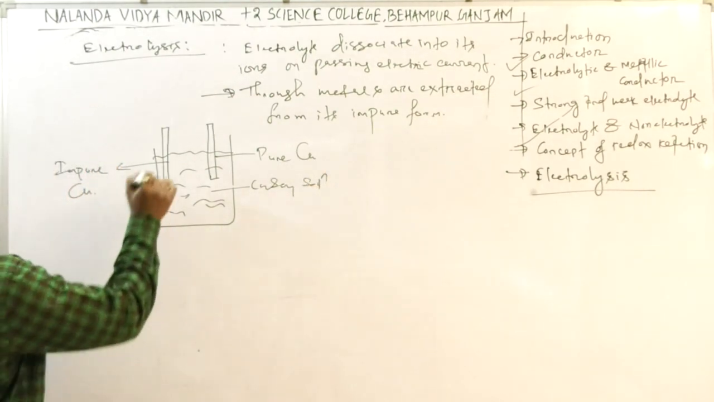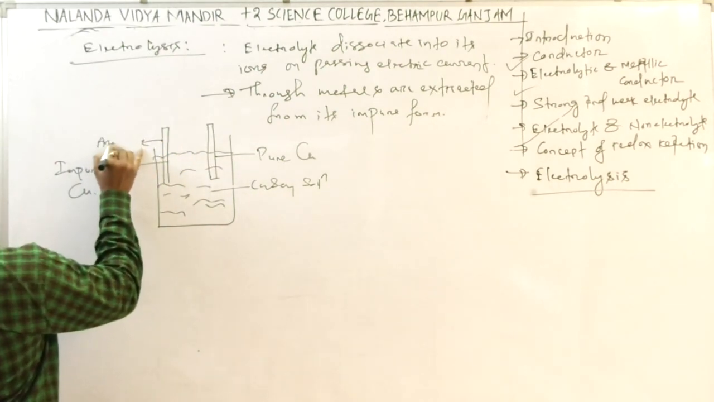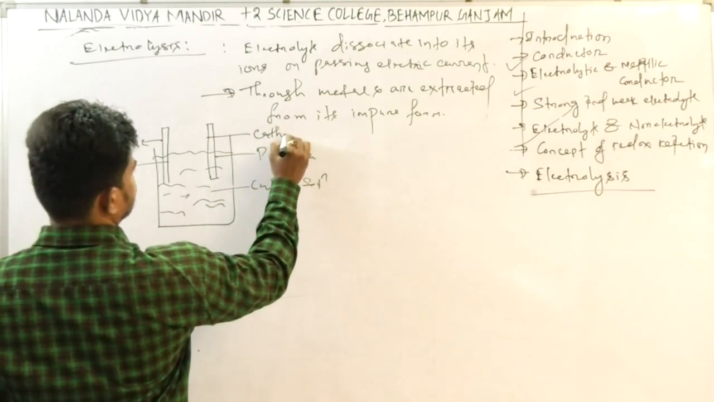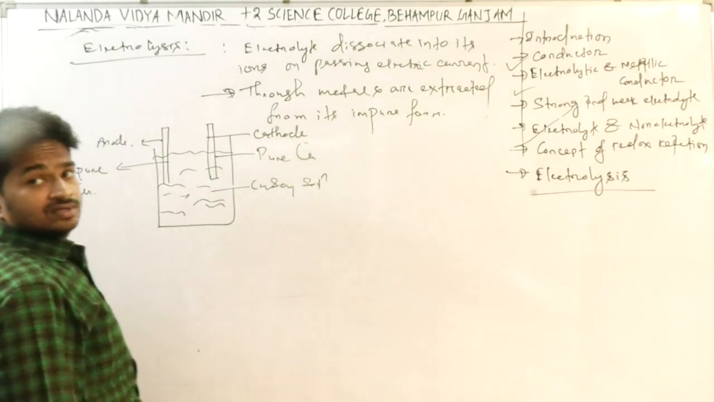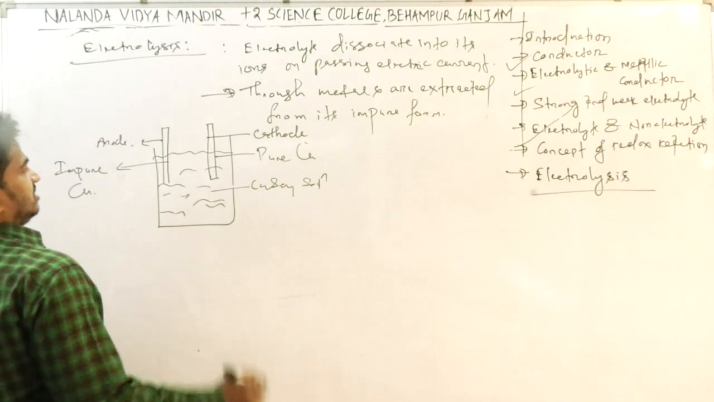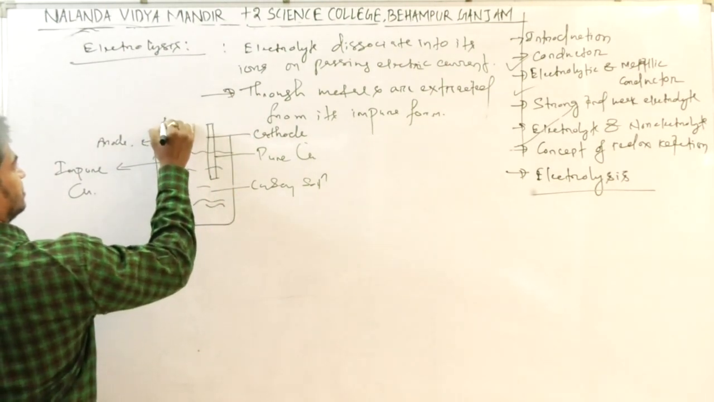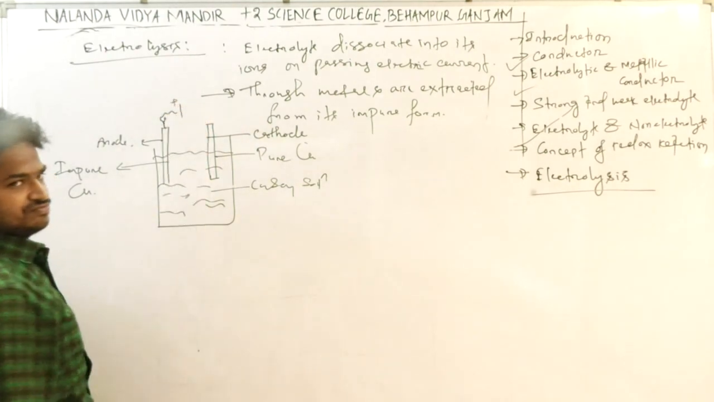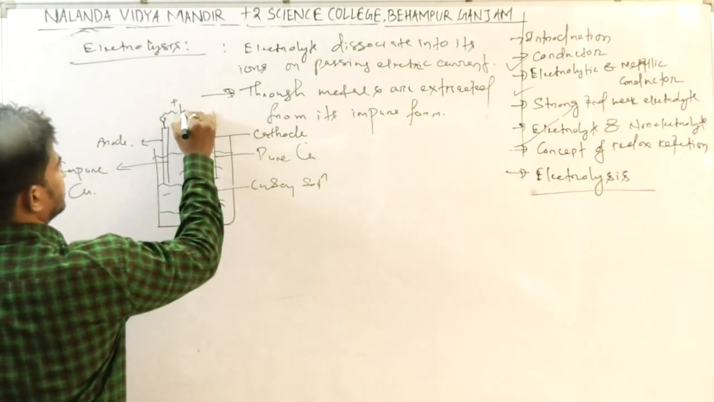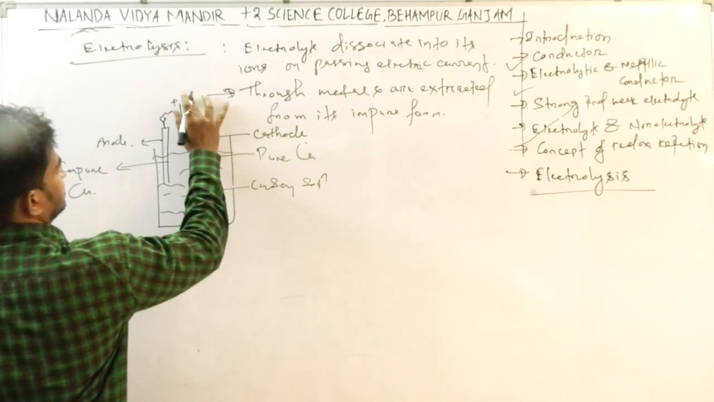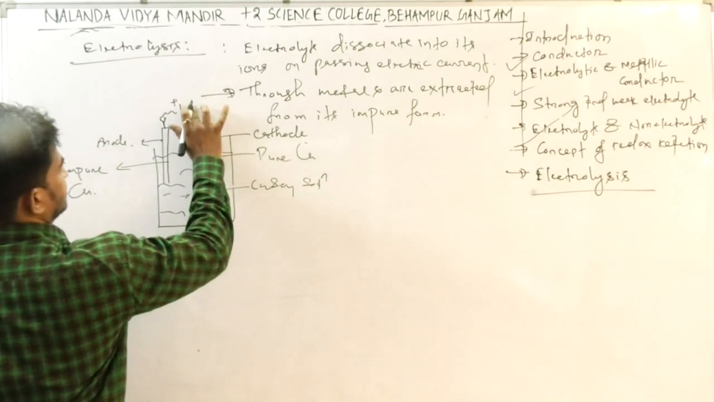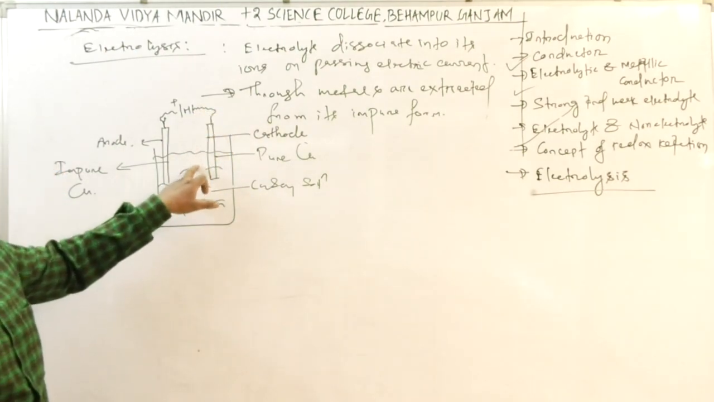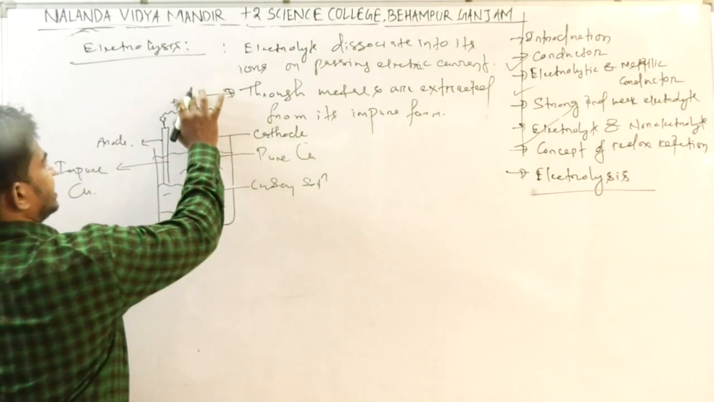Okay, one is anode and another one is cathode. Here the anode is the electrode which is attached to the positive part of the battery, and the cathode is the electrode which connects to the negative part of the battery.